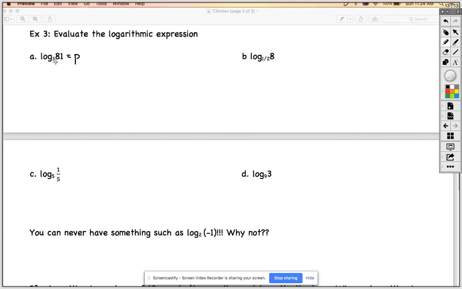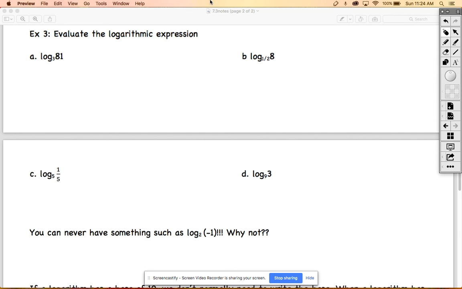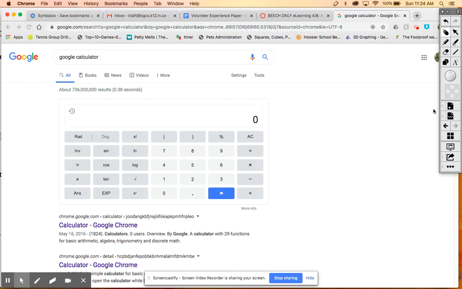So remember, you start with your base of 3, your power equals 81. So we're trying to figure out what power of 3 is going to give us 81. So a calculator is definitely going to help you with doing these. So I'm going to quickly go to Google Calculator, and it erases it every time I click off. But I'm going to try out some different powers for 3 to see what gives me 81.